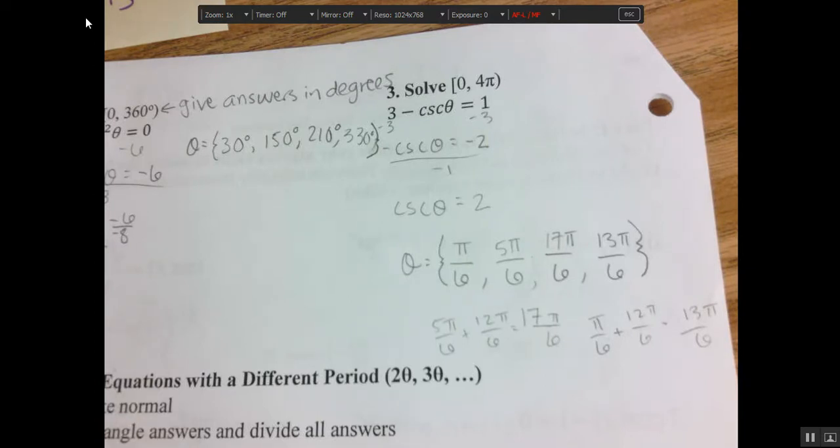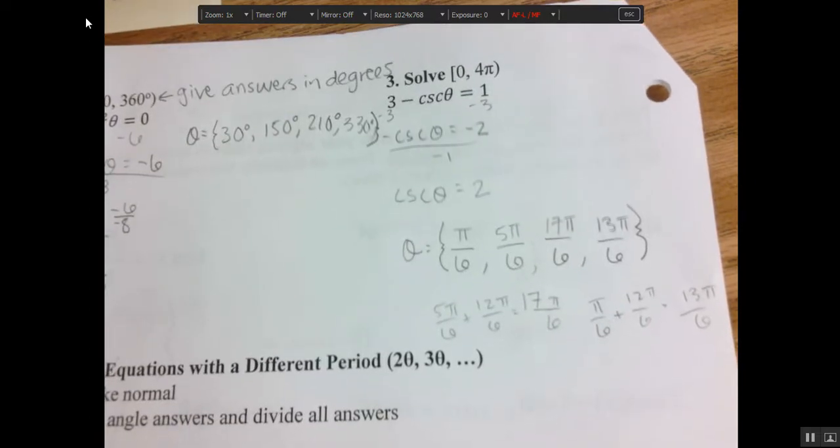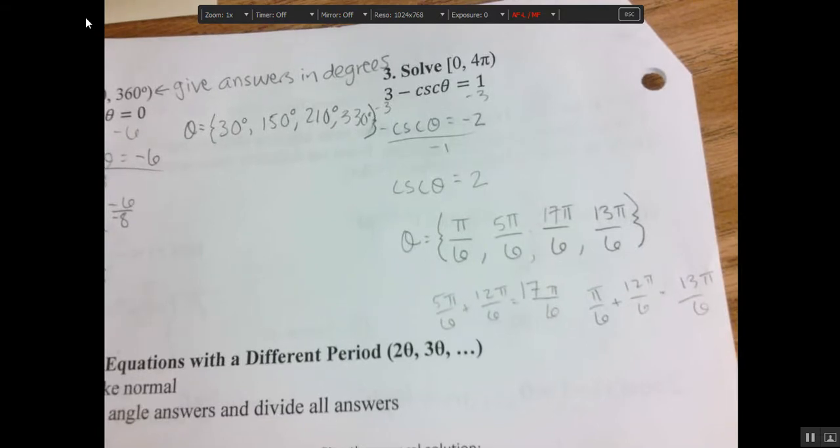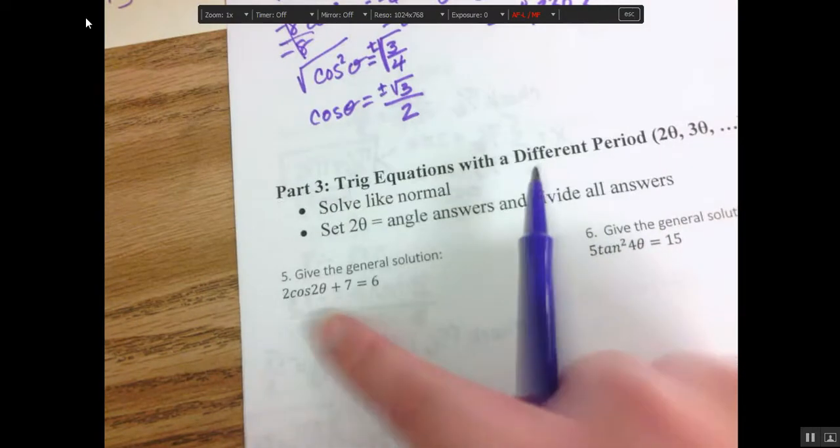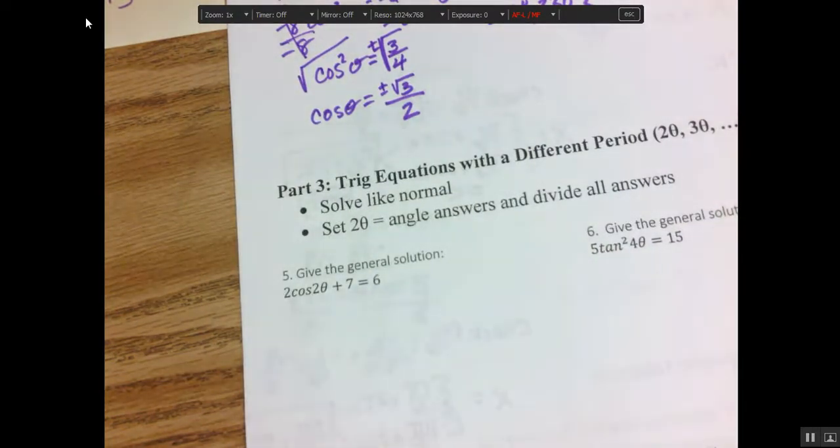Okay. All right, look down below. What's changed in part 3? How do the problems look different in part 3? Give the general solution. Oh, 2 theta. Okay, so in part 3, you do have a 2 theta or a 3 theta or a 4 theta instead of a regular theta. The problem starts off the same. You still start by getting the cosine by itself. So you can start right now by isolating cosine. Are you guys done with this? Yes. Okay. All right, go ahead and isolate the cosine of 2 theta. The 2 will stay there.